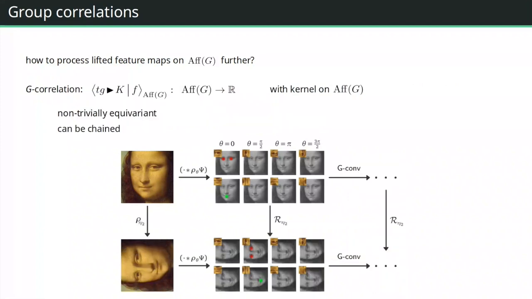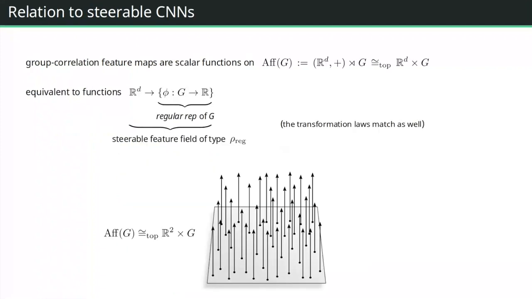So what people use instead are G correlations, or I should have called it FG correlation, which again just takes a kernel and this feature map, which is living on the affine group, and the kernel is also a function on the affine group, and then this kernel has a group action of the affine group, and again you are just matching it, and you get a response for each affine group element g. So this maps such feature maps on the affine group, again, to feature maps on the affine group in the most general way. And this is what most people use. And you can chain these operations behind each other. So how does it relate to steerable CNNs?